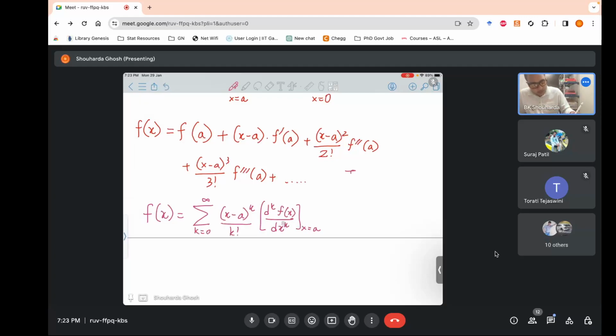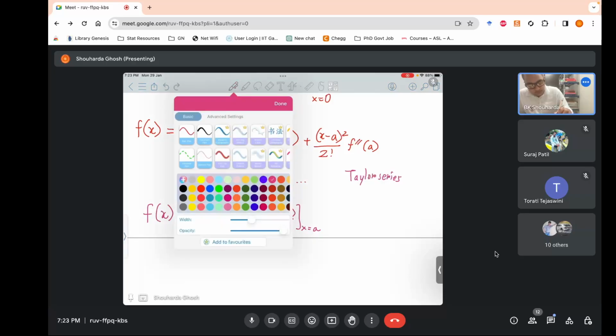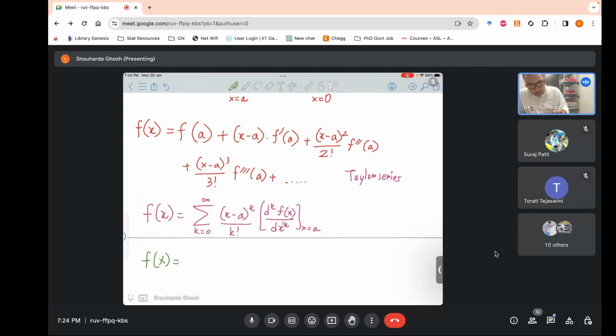Now that's your Taylor series, and the Maclaurin series is, let me change the color, f of x equals summation over k equal to 0 to infinity of x to the power k upon k factorial times d^k f(x) by dx to the power k evaluated at 0, which also becomes f(0) plus x times f prime 0 plus x square upon 2 factorial f double prime 0 plus x cube upon 3 factorial times f triple prime 0, and so on. This is our Maclaurin series.